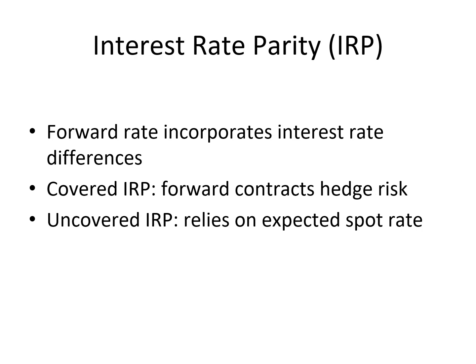Interest rate parity states that forward exchange rates reflect the difference in interest rates between two countries. Covered IRP uses forward contracts to hedge FX risk, while uncovered IRP relies on expected future spot rates. This principle helps companies avoid arbitrage opportunities and plan international financing.